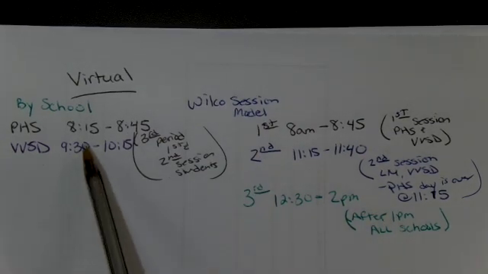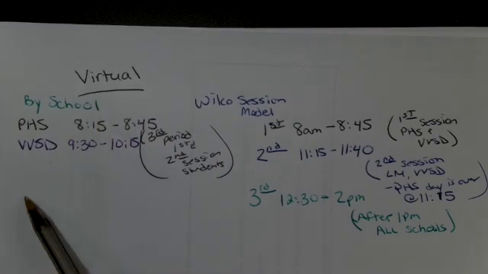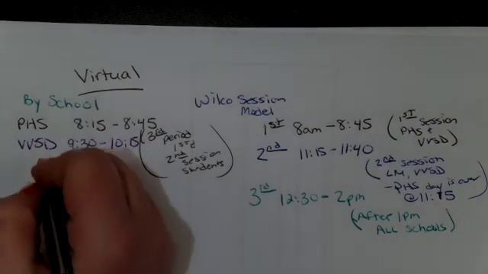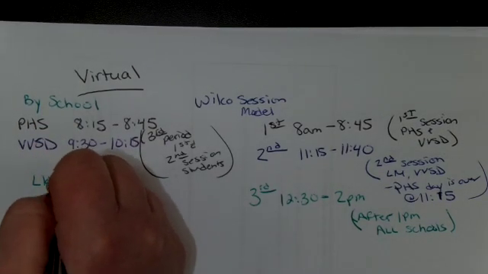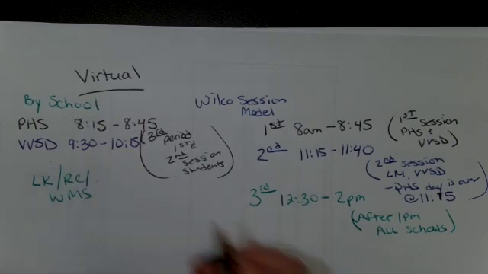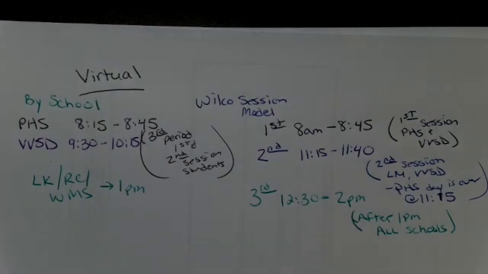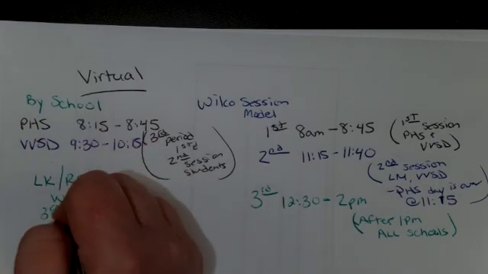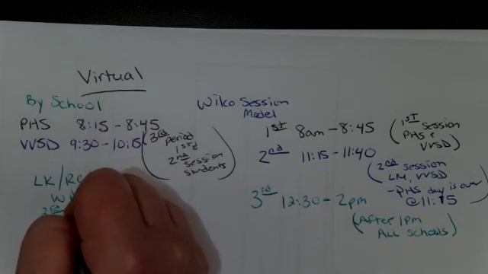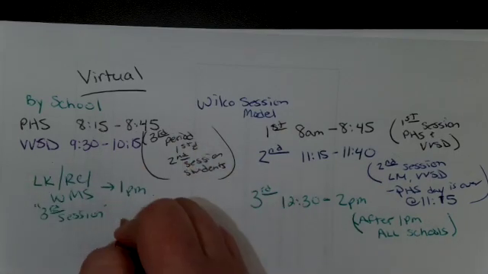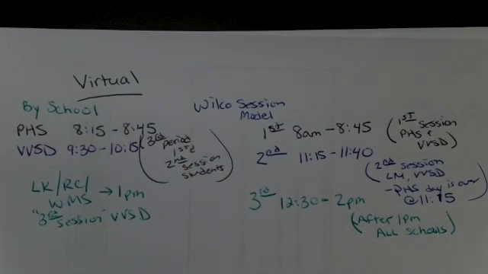So then in this grouping by school, you could cluster your Lockport, Reed Custer, and Wilmington sometime after 1 p.m. So that would work for those three schools. And your third session, Valley View SD. So if you wanted to do 3 virtual sessions, however that looks in your program, it's going to be different for all of us. But to make the ease of timing, there you have it.